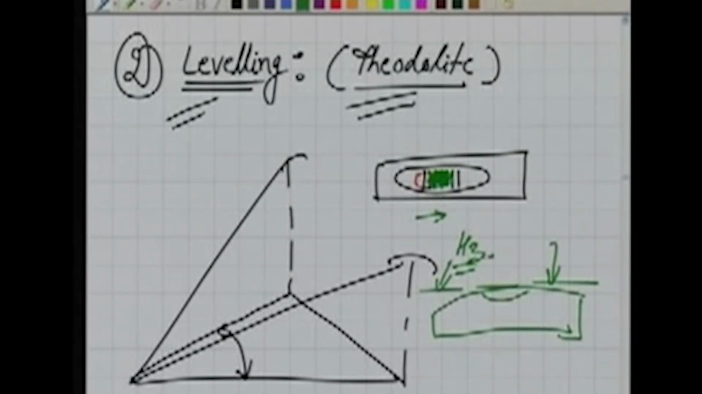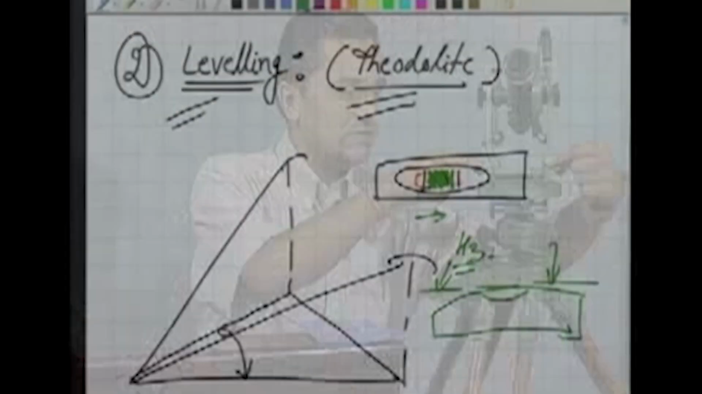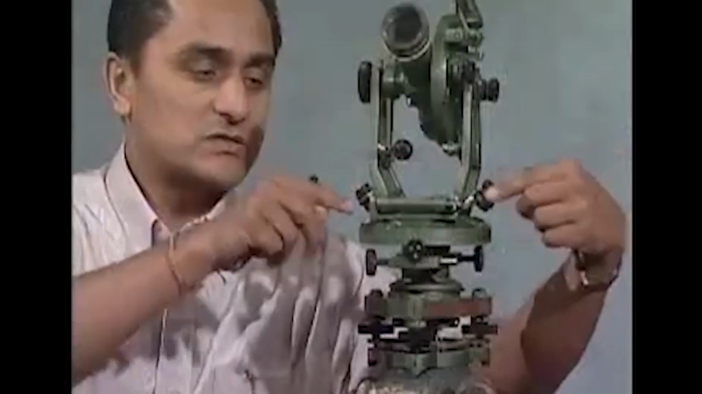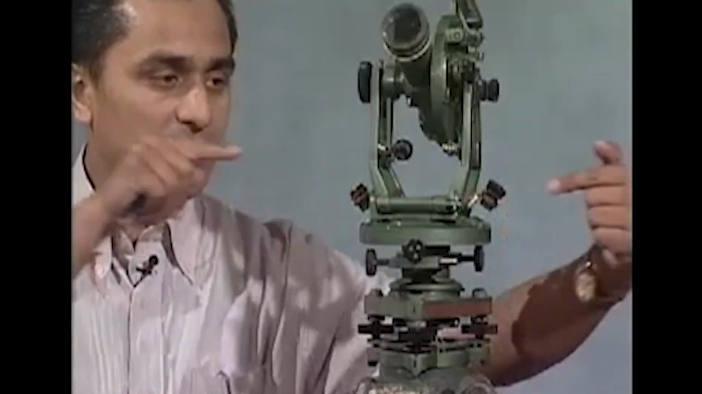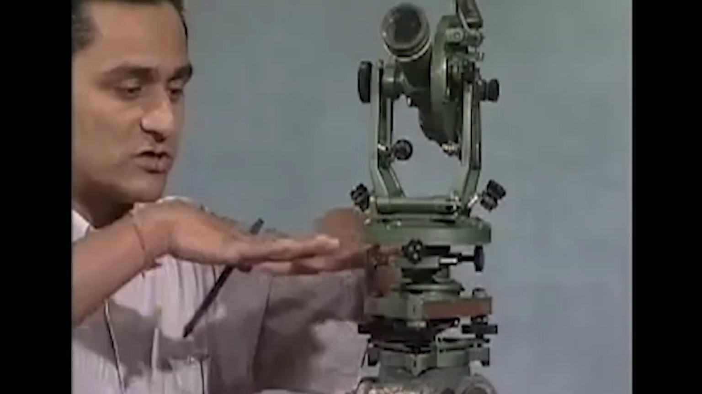Well, you can think of the axis of the bubble tube as an imaginary line somewhere here. That's the line. So this bubble tube is fitted to the instrument in such a way that this line is parallel to the horizontal plate. So in order to make this lower plate horizontal, what I need to do is make this line horizontal.